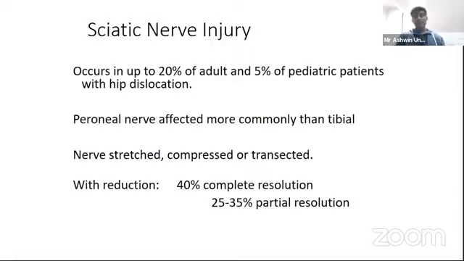Sciatic nerve injury occurs in 20% of adults and 5% of pediatric patients with a hip dislocation. The peroneal nerve is affected more commonly than the tibial nerve, because, as we previously said from the anatomy of the sciatic nerve, that is how it's affected. The nerve is stretched, compressed, or transected. The majority of the time it is neuropraxia, and about 40% of the time there is complete resolution of a nerve with neuropraxia.